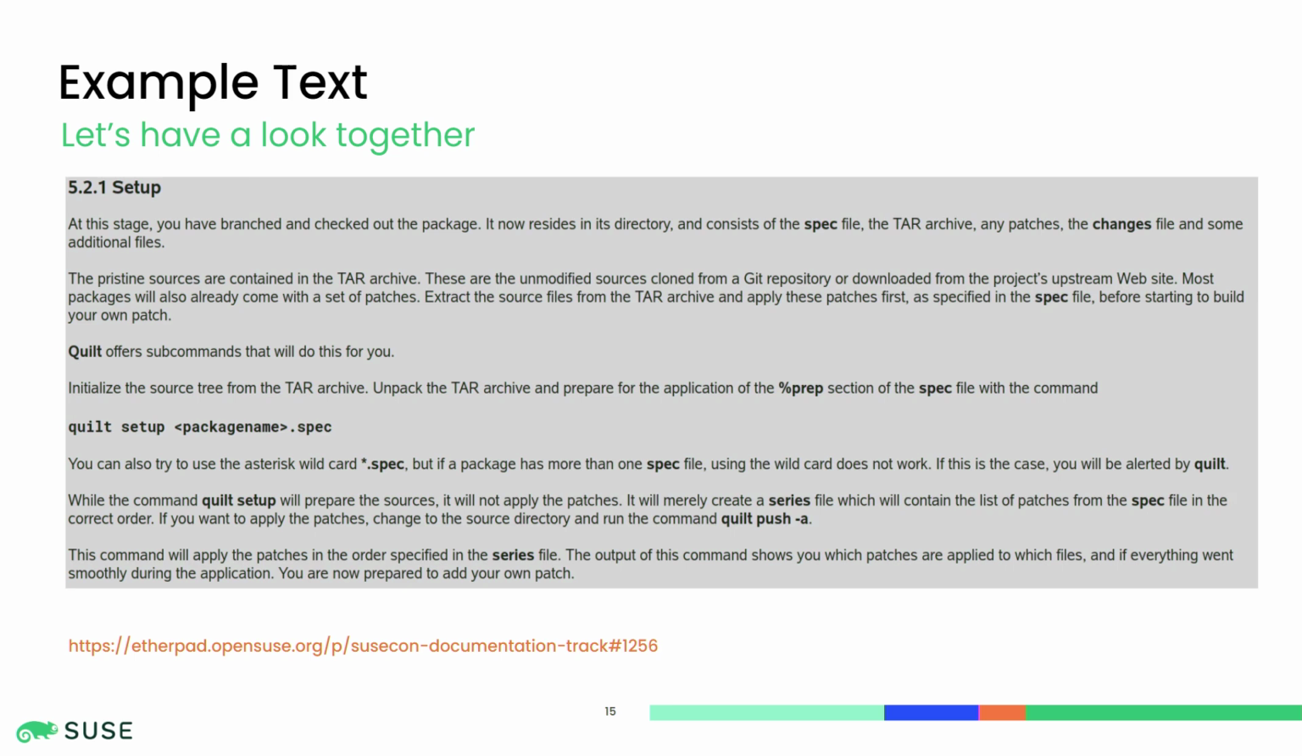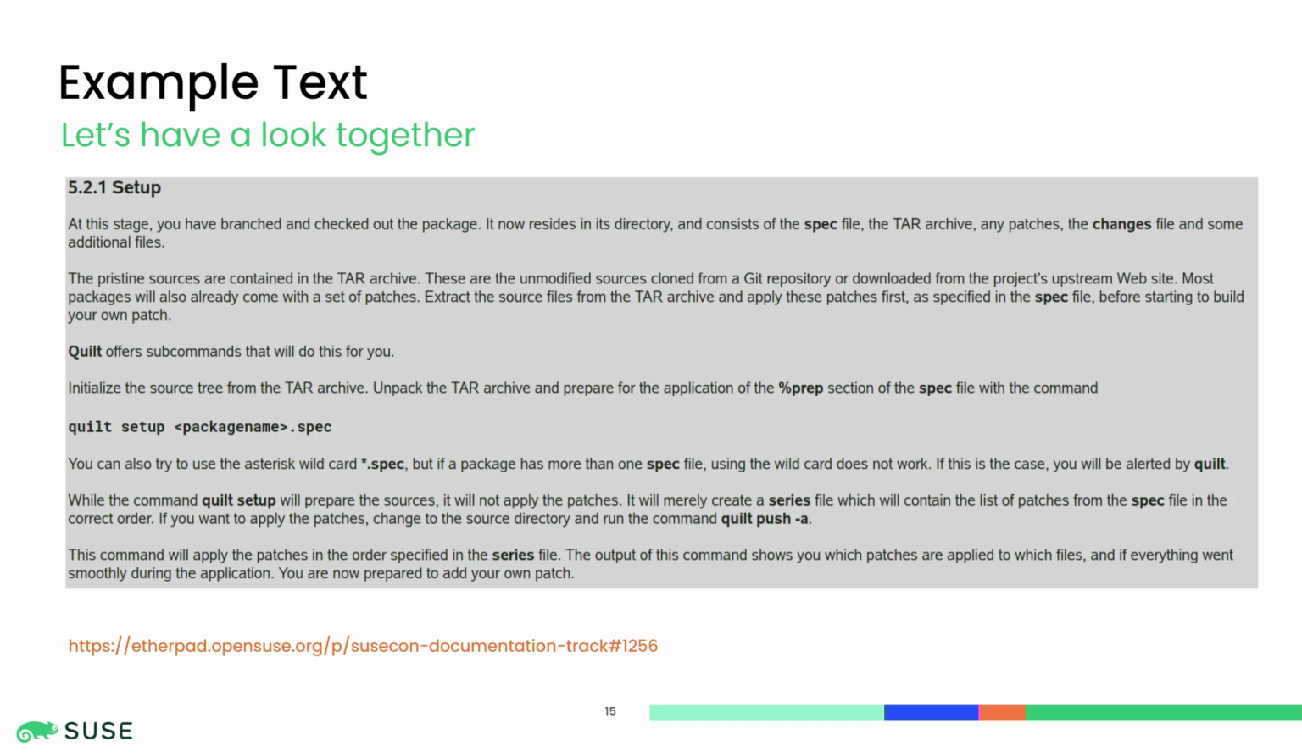So, yeah, maybe before analyzing what does not work in the text, let's first have a look at what actually works in the text, because looking at it, we think that some of the things are really okay. For example, the very first paragraph, at this stage you have branched and checked out the package, plus the sentence that comes after it. This is for me one of the positive aspects here, because it provides a status quo.